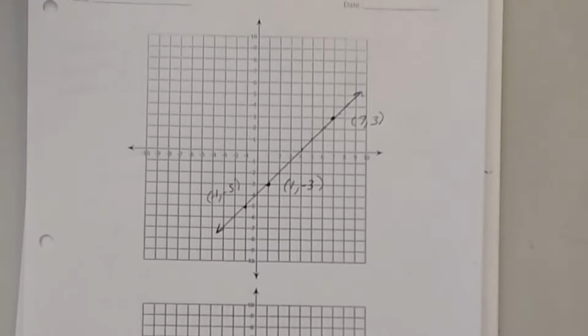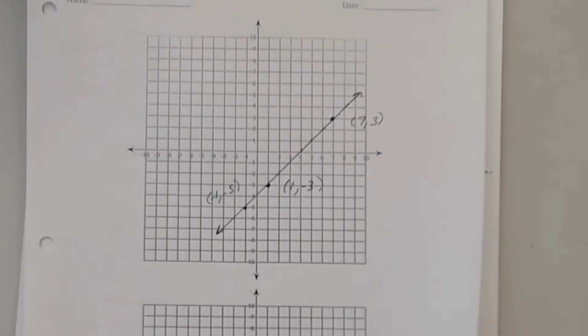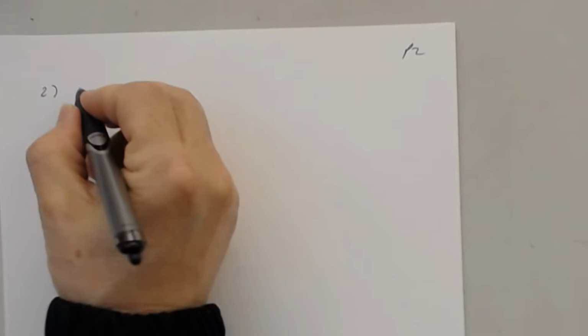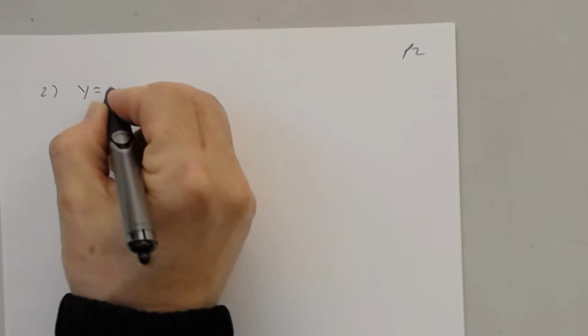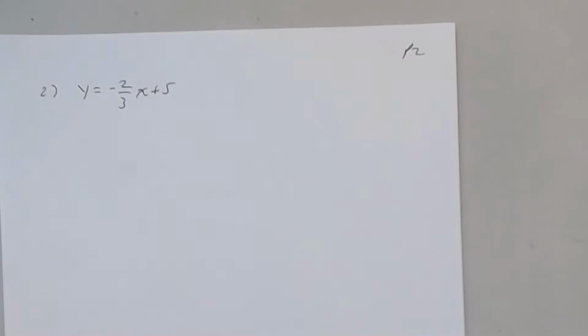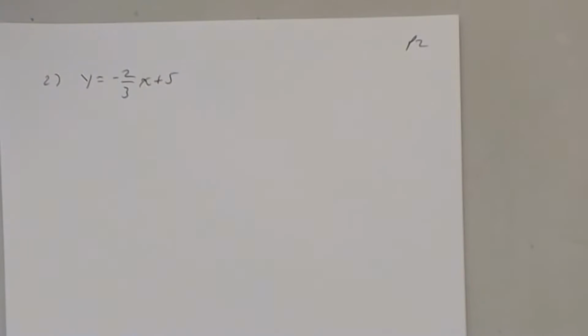All right, so that was that one. Let's look at the next one. Okay, number 2, we have, all right, so number 2, you have this linear equation. Now this time y is by itself, but you'll notice that the coefficient of x is a fraction. So since the coefficient of x is a fraction, you want to be strategic in the numbers you use for x.